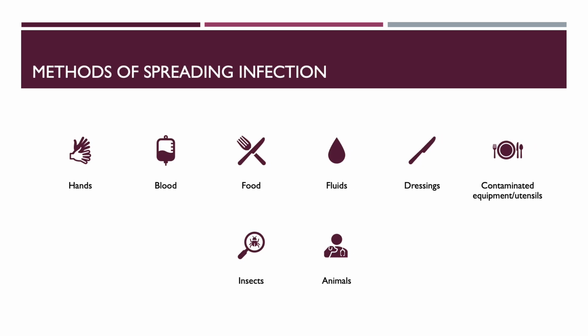Now, infection can spread in a variety of ways: through hands, blood, food, fluids, dressings, contaminated equipment and utensils, insects, and animals. When I say dressings, I mean wound dressings, like bandages. These are all the different ways that infection can spread.